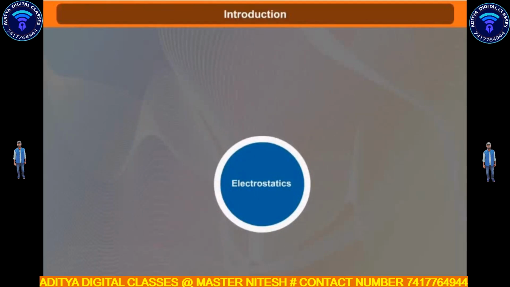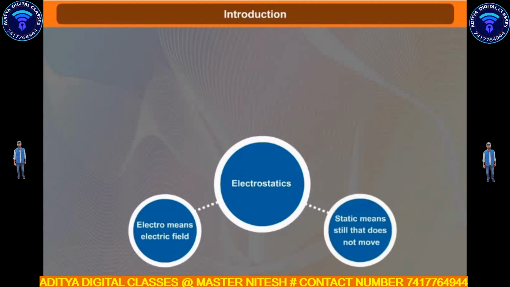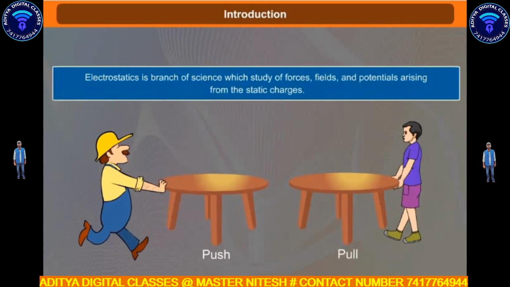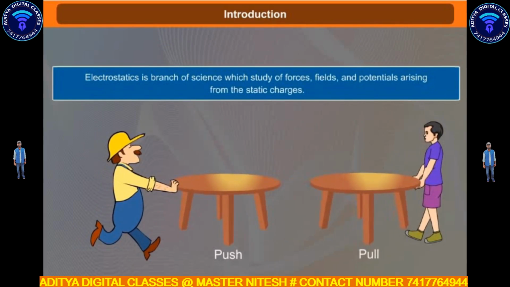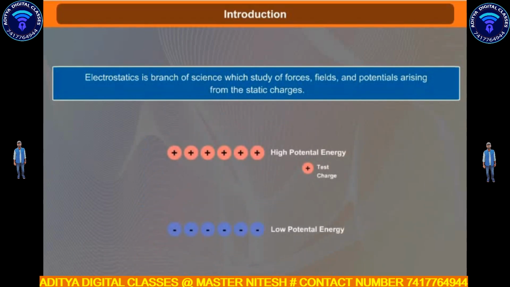Electrostatics is made up of two words. Electro means electric field and static means still, or that doesn't move. Electrostatics is the branch of science which studies forces, fields and potentials arising from static charges.